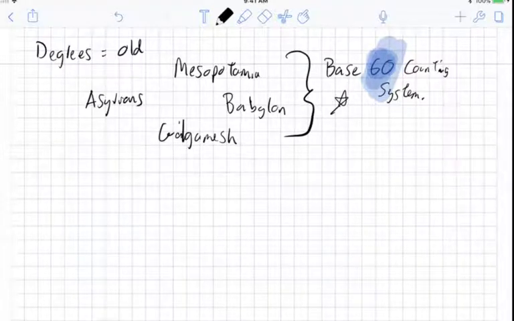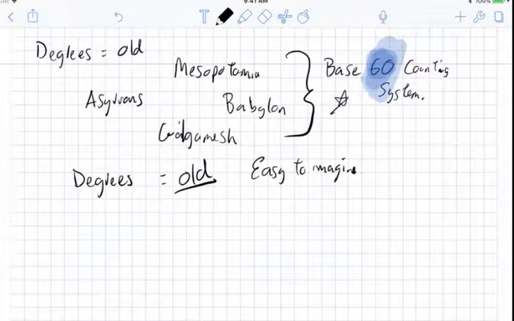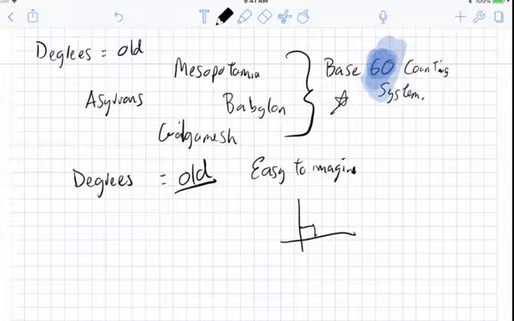Anyway, it's pretty old. And the deal is that degrees are old. They're easy to imagine. But that's in part because you're used to them, right?